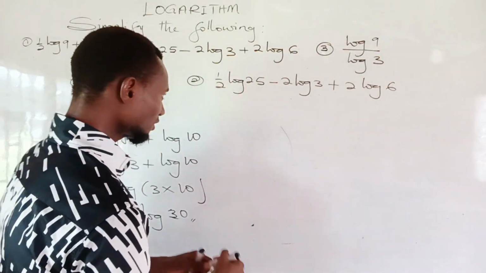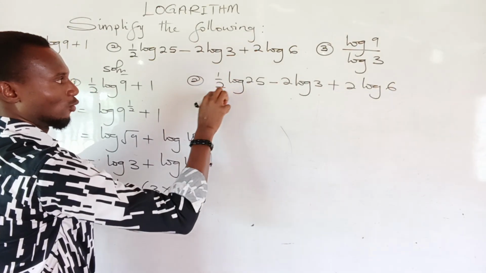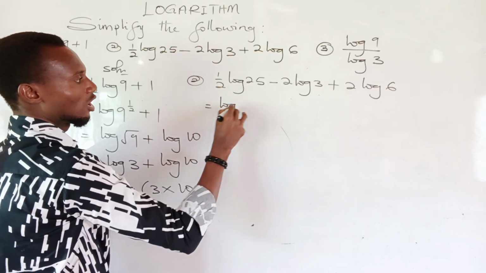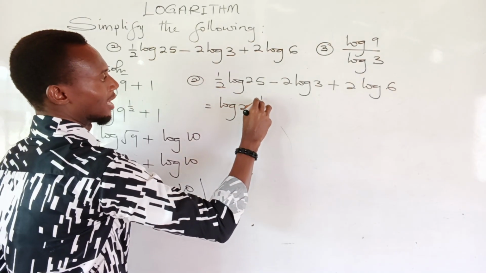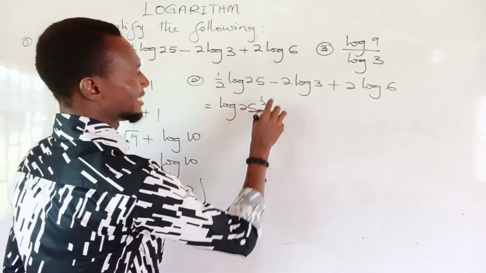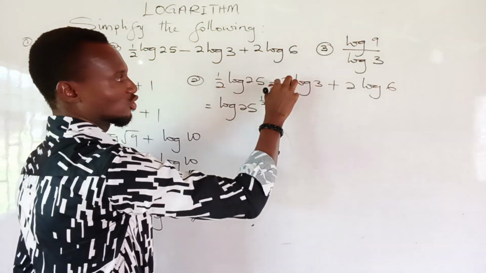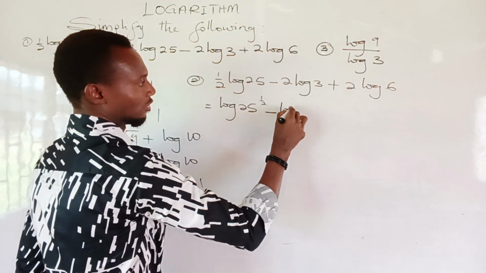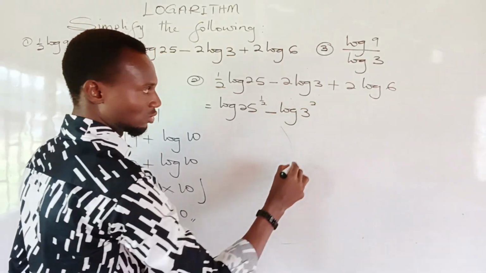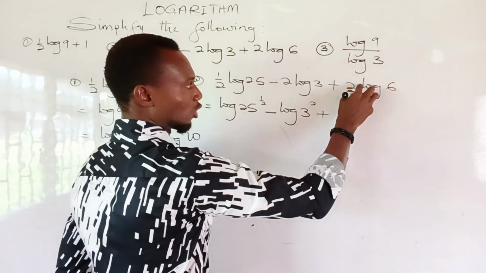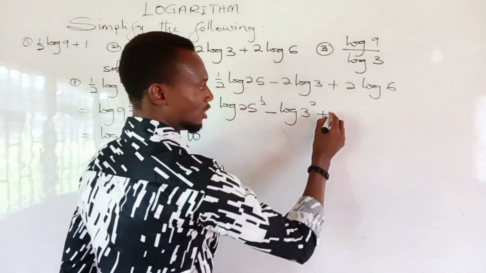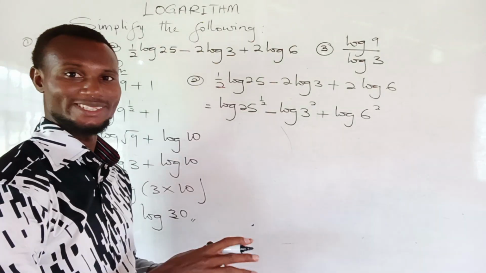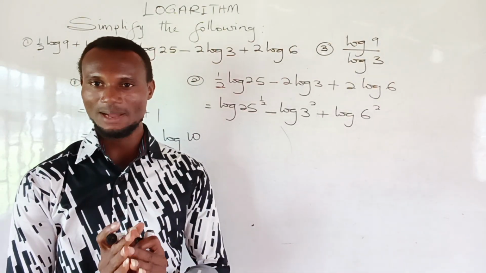So let's begin. The first thing is that this 1 over 2 will move and become a power to the 25, which is here. So I'm going to have the log of 25 to the power half, and I hope you understand. Then bring your minus sign, which is here. Then this 2 also will move and become a power to the 3 here. So it's going to be log 3 to the power 2. Bring your addition sign, and this 2 also will move and become a power to the 6 here. So I'm going to have log 6 to the power 2. This is the first step. I hope you understand and you agree with me up to this point.